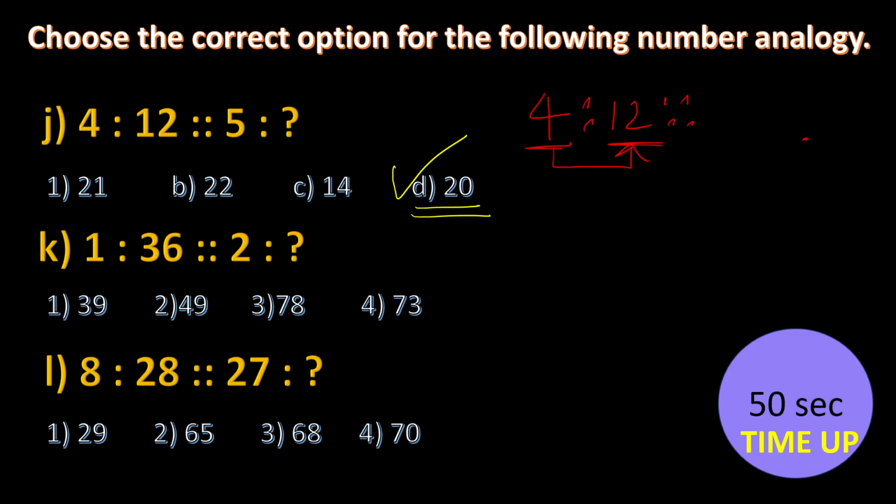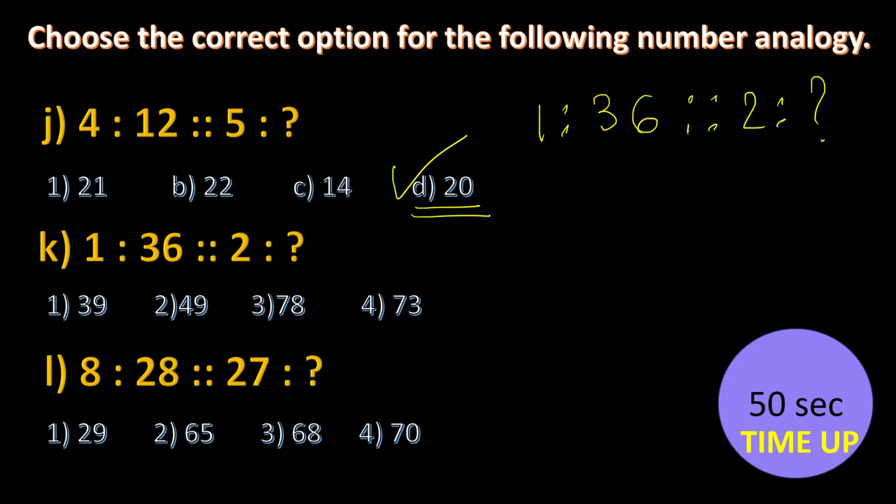I hope you're getting how to solve this. Okay. Next one is 1 is to 36 we have. Then 2 is to what they have given.